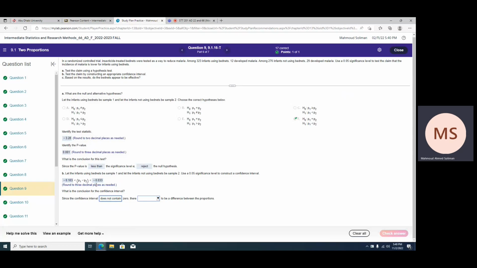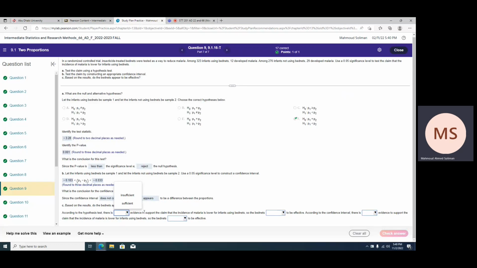So now, is it right? It does include 0. So there is no difference between them. No, it's not. Okay. Let's go back to this question. Okay. So it does not include 0. That means there is a difference between them.